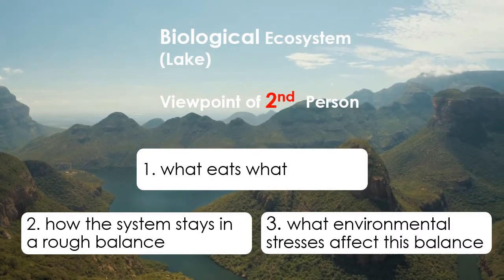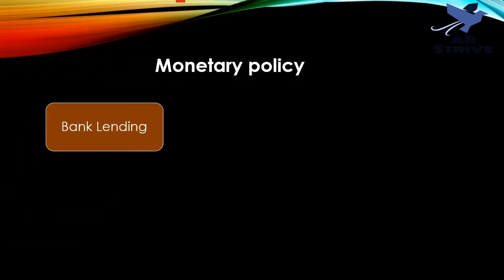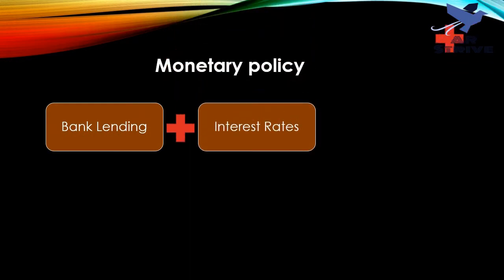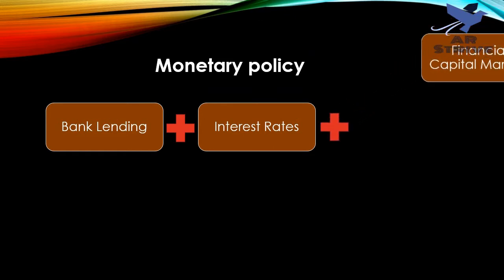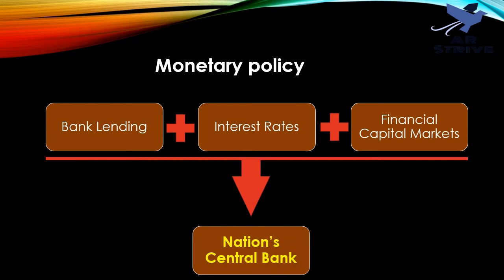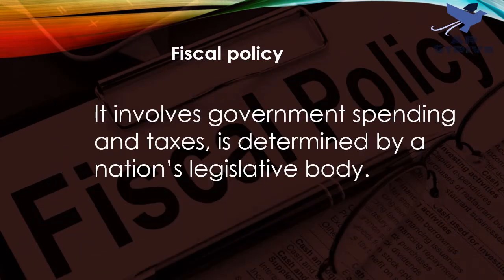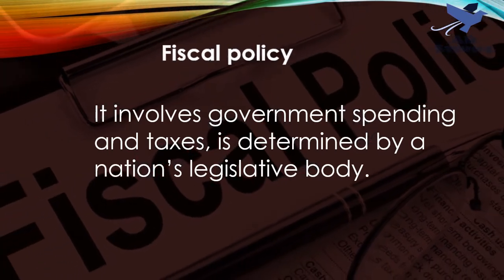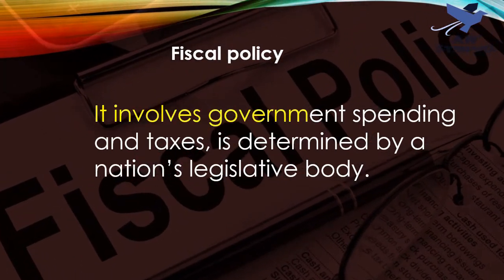An economy's macroeconomic health can be defined by a number of goals, like growth in the standard of living, low unemployment, and low inflation, to name the most important. How can macroeconomic policy be used to pursue these goals? Monetary policy, which involves policies that affect bank lending, interest rates, and financial capital markets, is conducted by a nation's central bank. Fiscal policy, which involves government spending and taxes, is determined by a nation's legislative body. For example, for the United States, this is the Congress and the executive branch, which originates the federal budget. These are the main tools the government has to work with.